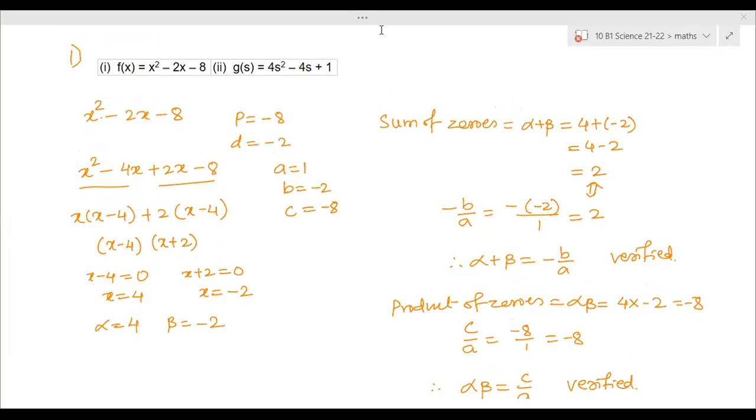Ma'am, in this question, instead of x, we should take s as the variable. Yes, instead of x, s is given. Any variable can be given.